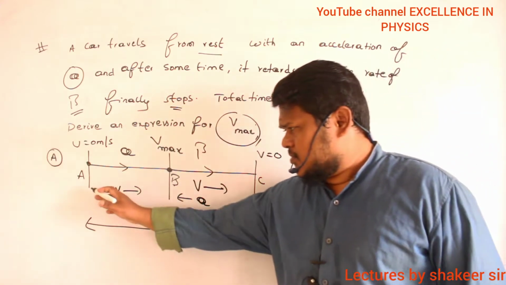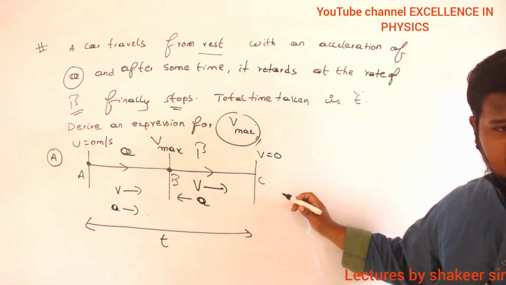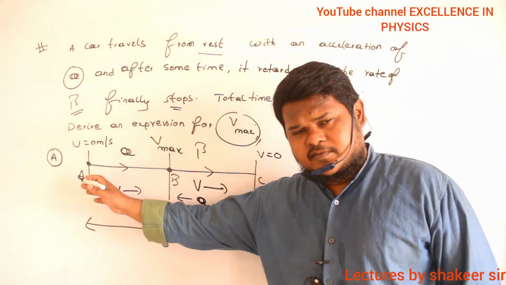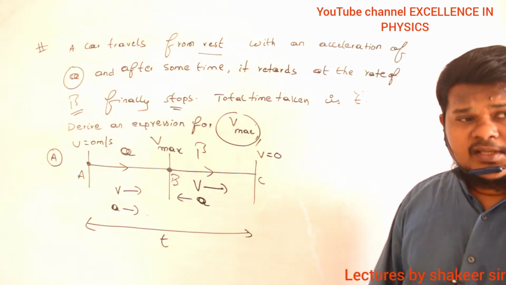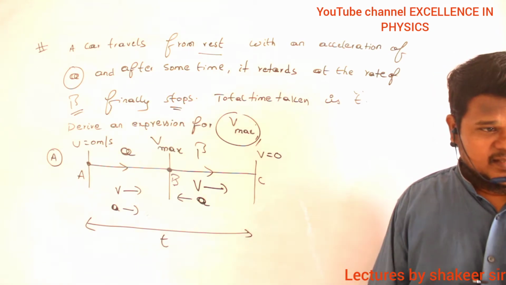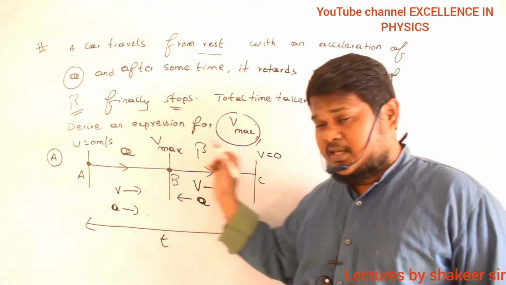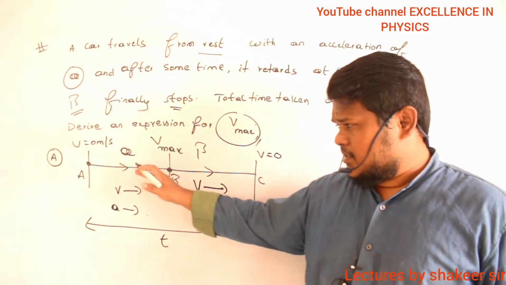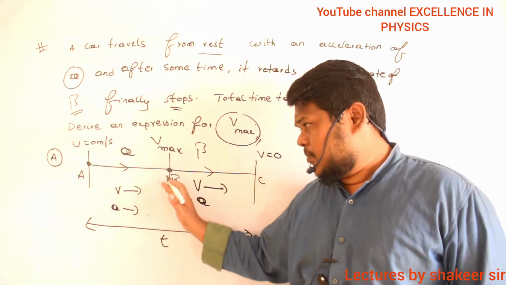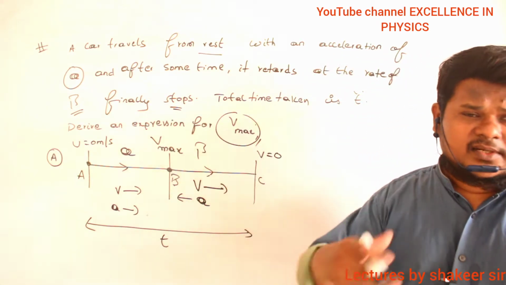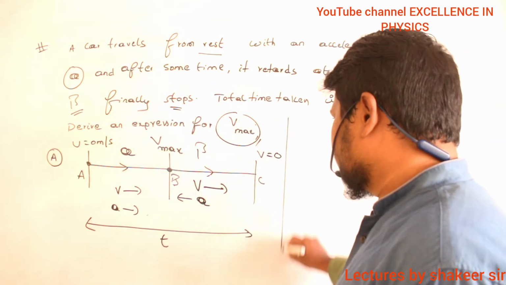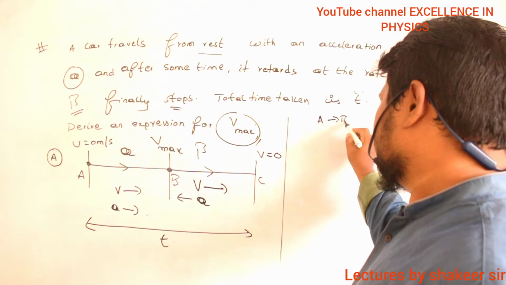But the question is, can I use it from A to B or A to C? V is equal to u plus at. Can I use it from A to B, or for the total motion from A to C? A to B and B to C. Very good. Why can't I use it from A to C? From A to C I cannot write the equation because accelerations are varying. From A to B the acceleration is alpha. From B to C acceleration is beta. Accelerations are varying, so from A to C you cannot write the equation. So first I will write the equation from A to B itself.